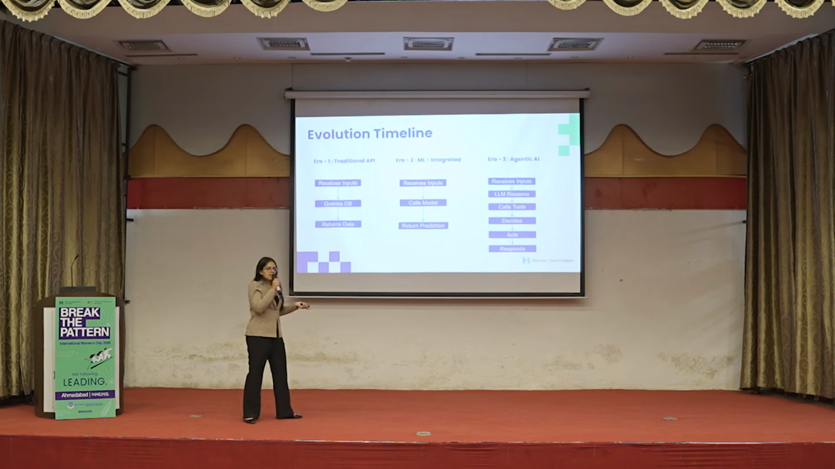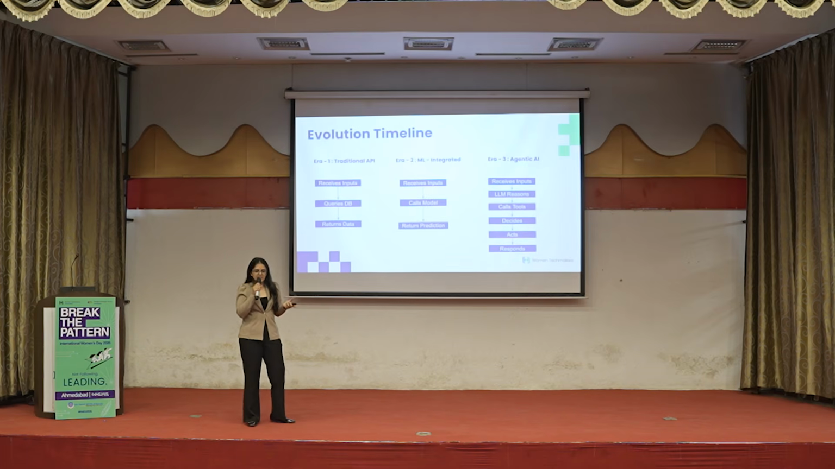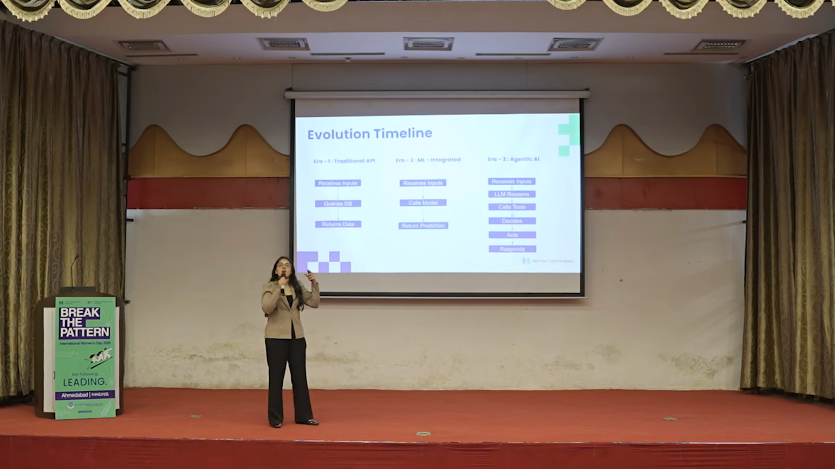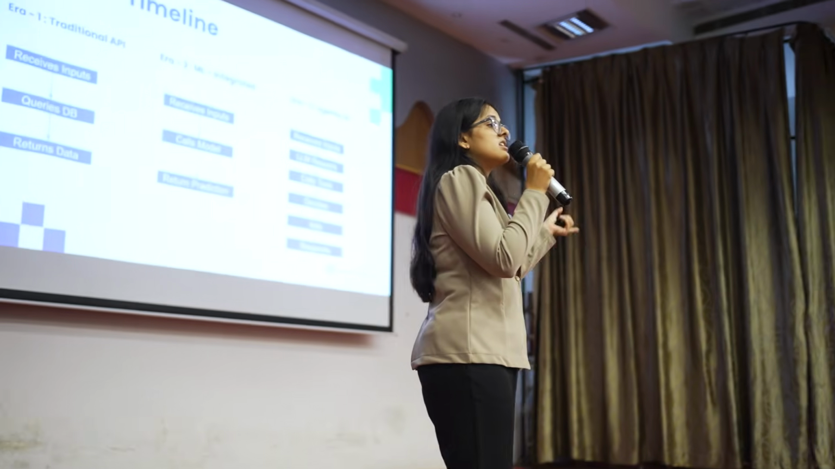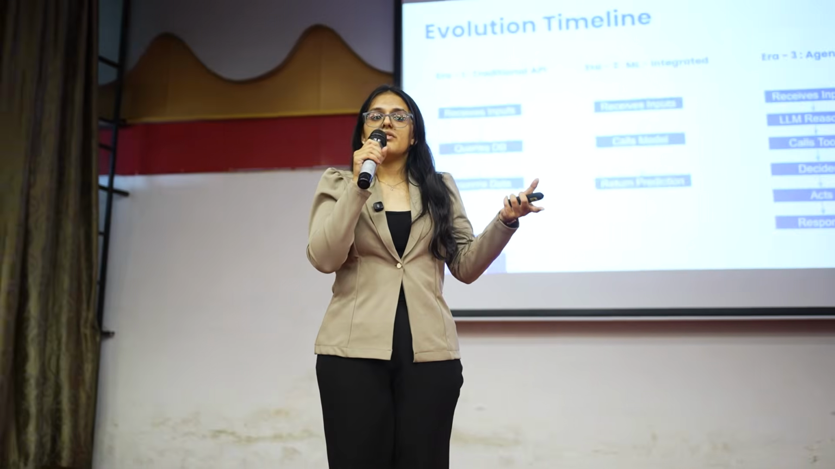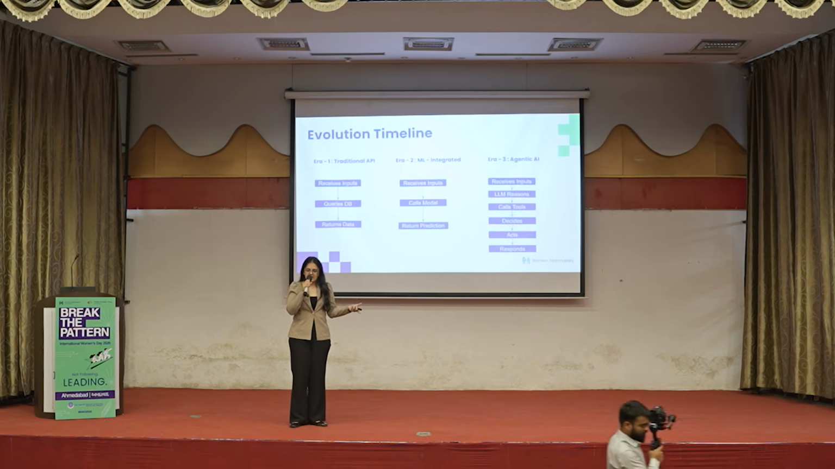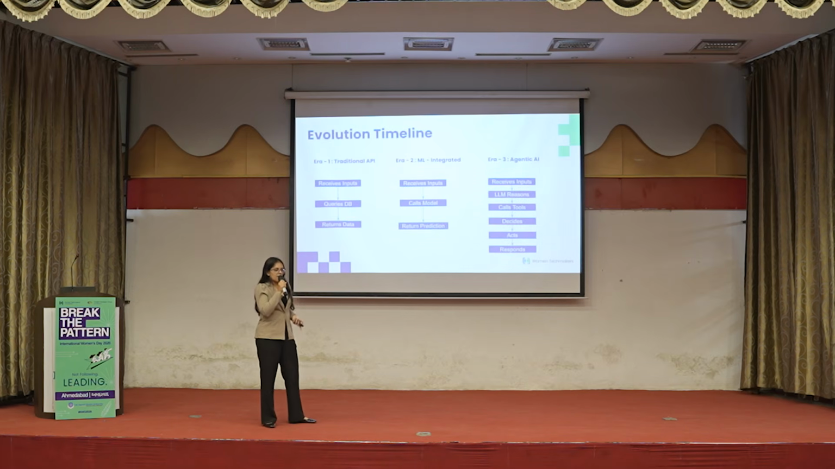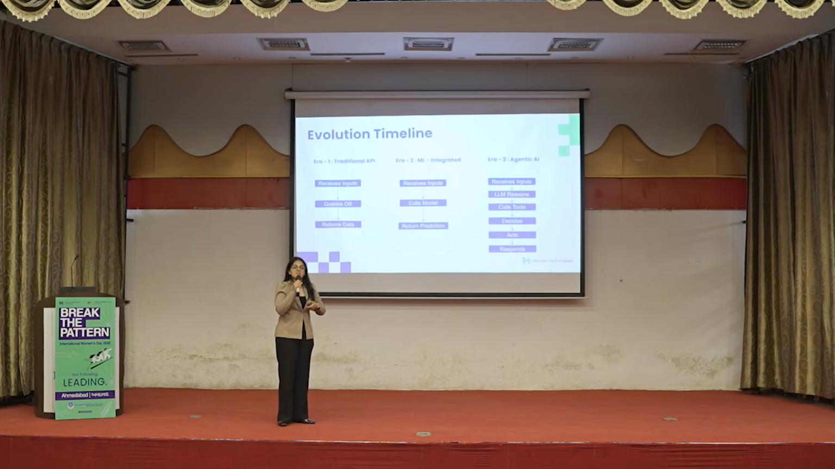Then another shift is ML integrated. What happened in that: when we receive any request or input, it will call our statistical model or machine learning model, like supervised or unsupervised machine learning models, which are traditional machine learning models, and then it will return the prediction. We can use a classifier also. It will classify the data. But the major shift which we are currently adopting is agentic AI.